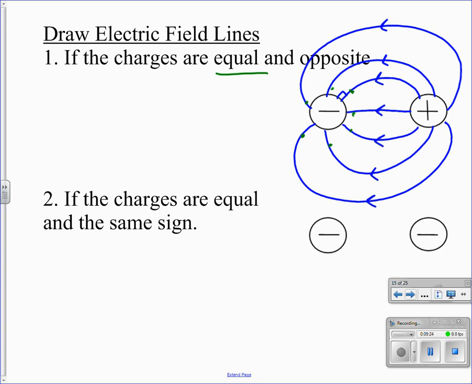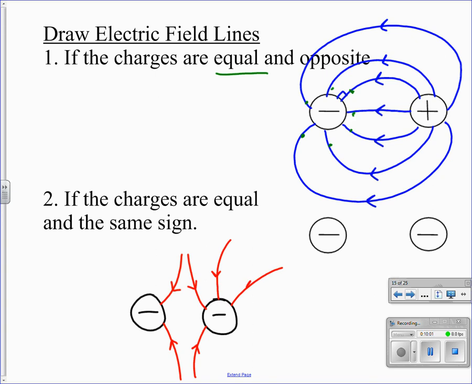What about if the charges are equal and have the same sign? I'm going to redraw this down here where I have a little bit more space. I've got 2 charges that are negative, which means the field lines will be going into them. I draw my arrows, they're going to go in. Again, whenever I have 2 charges interacting, all of these field lines must be slightly curved.